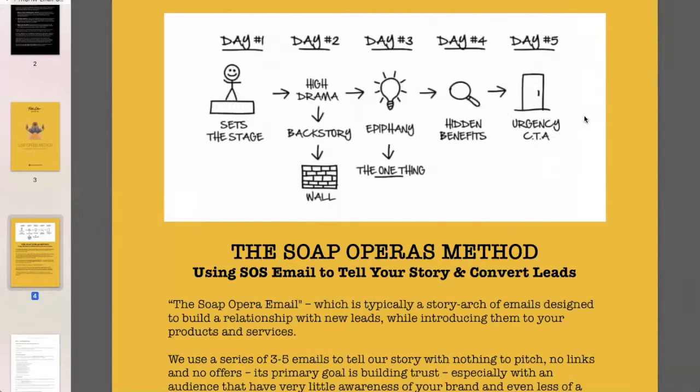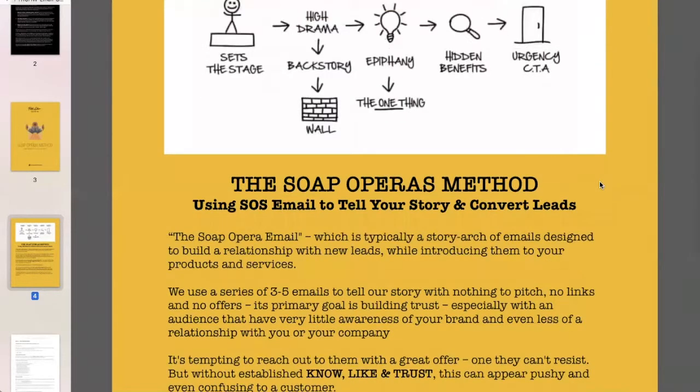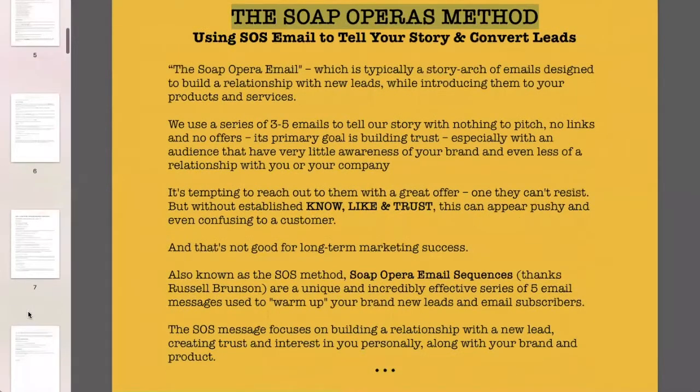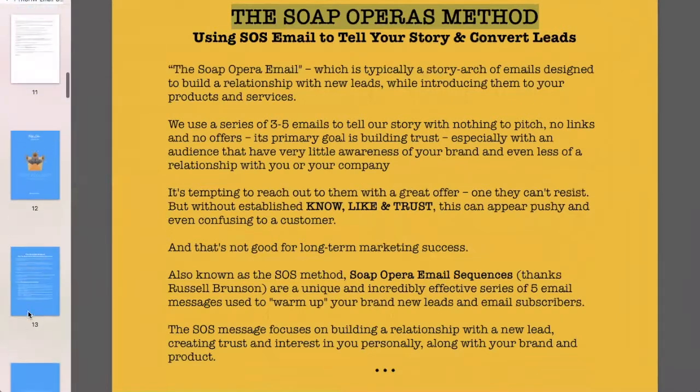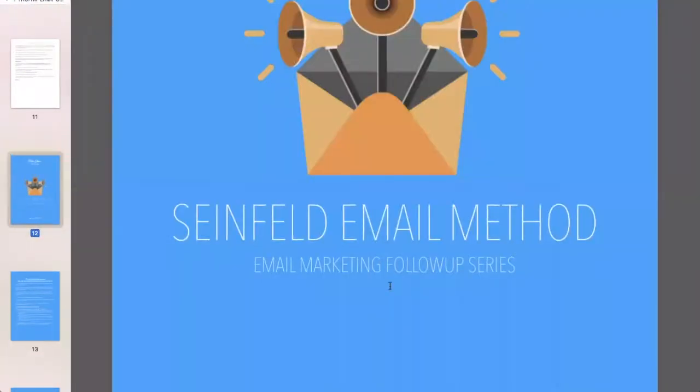I have a little variation in the way I do this, but the whole idea of soap operas is basically for you to interact with your list on a very personal basis, to tell your story so that they get a chance to know who you are, so that they get a chance to also like you and begin to trust you. So that's the objective of the soap operas method, okay? Now, the next part is, once you're finished with this, we will move them on into the Seinfeld method.